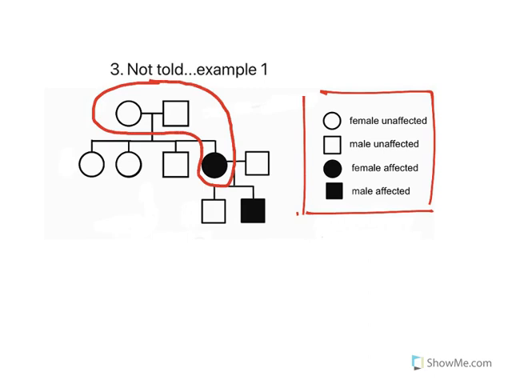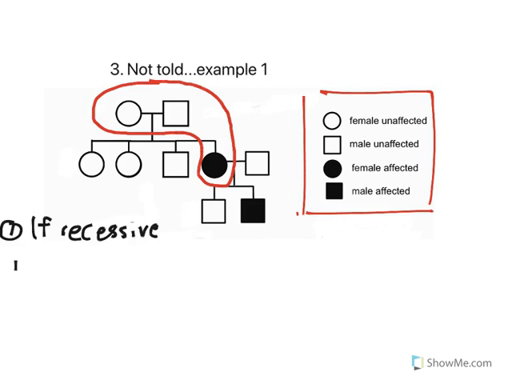So we then have to go through the process of trying to figure out, is it recessive or is it dominant? So say, for example, scenario 1, if the disease is recessive, would that be possible? If the disease is recessive, would it be possible for two unaffected parents to have an affected child?